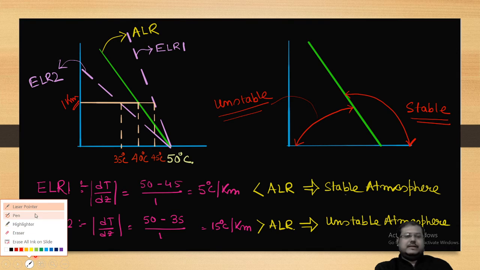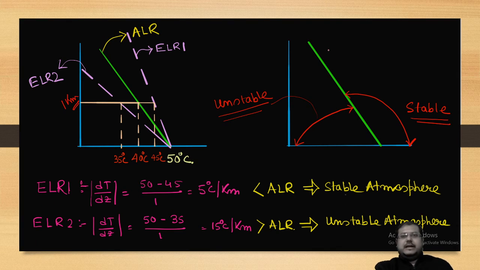will show you instability. The left hand side of ALR line will show you instability, and the right hand side of ALR line will show you stability.